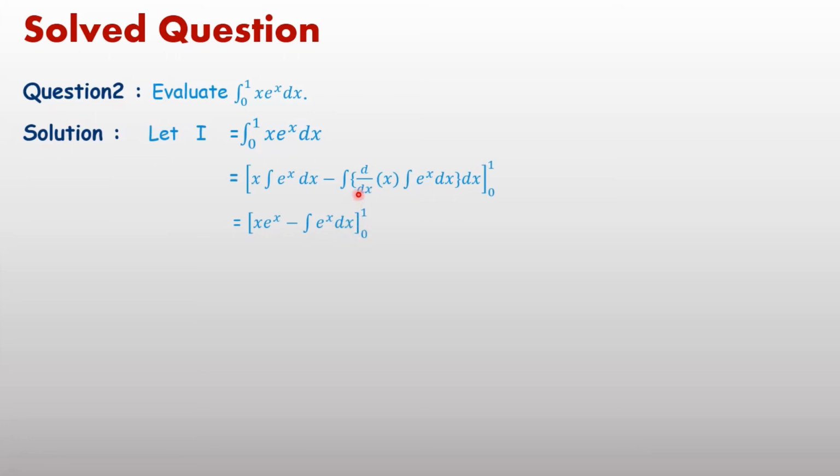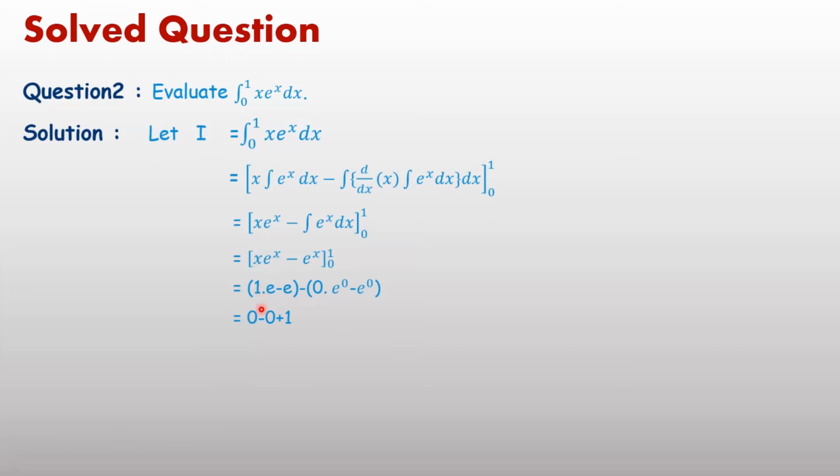Again, because the differentiation of x is 1 and the integration of e^x is e^x, the integration of e^x remains. One more step: x e^x minus the integration of e^x, which is e^x, from 0 to 1. First, in place of x write 1: 1 into e^1 minus e^1, minus, in place of x write 0: 0 into e^0 minus e^0.